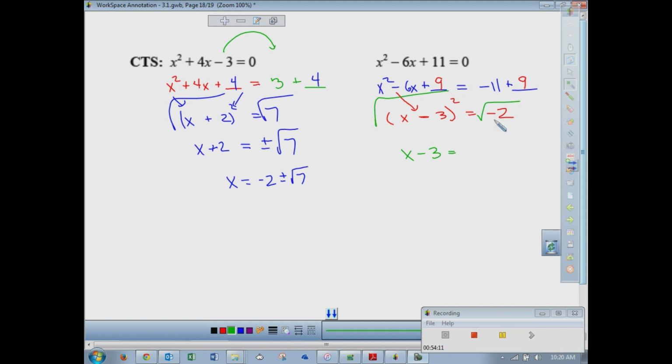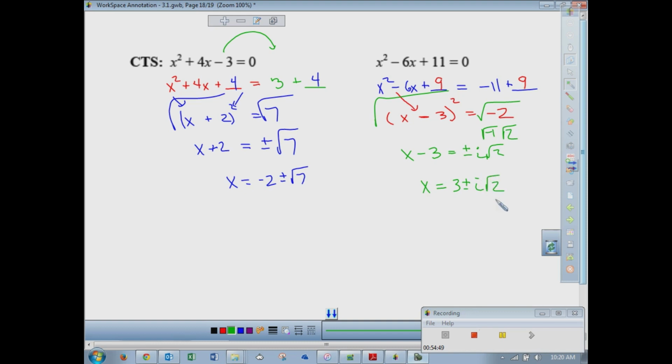But luckily, we know about imagination land. What is the square root of negative 2? It's square root of negative 1 times the square root of positive 2. But what's the square root of negative 1, my friends? It's i, square root of 2. That's what you have, and then you got to have plus or minus also. Plus or minus i, square root of 2. Cool? Then add 3 to both sides. X equals 3 plus or minus i, square root of 2.